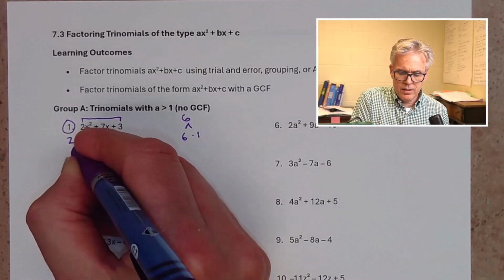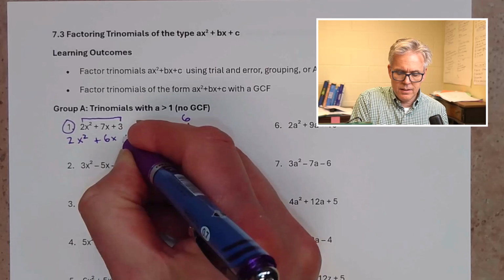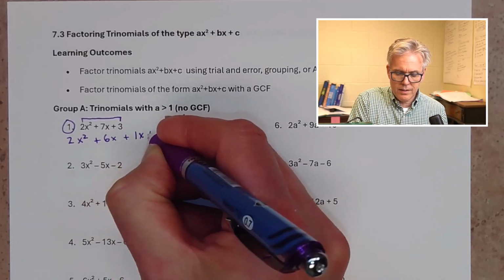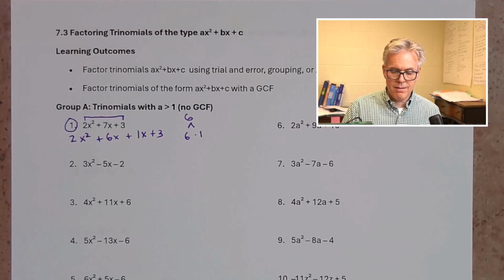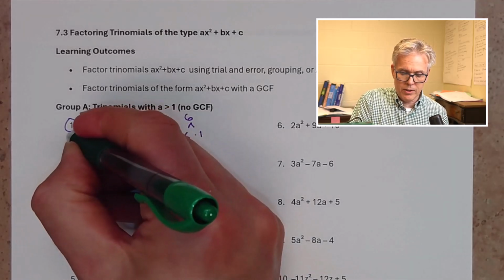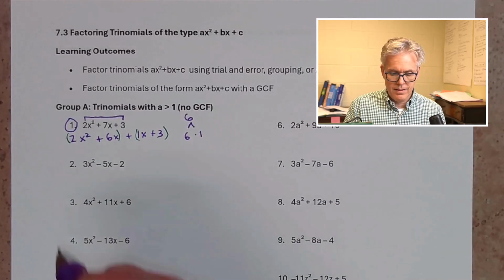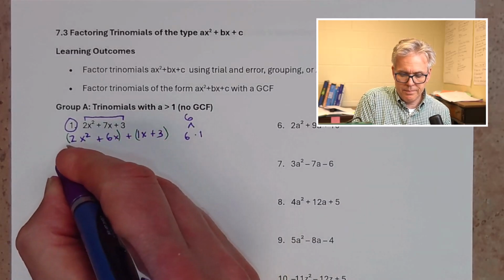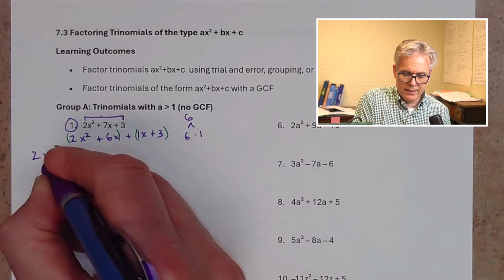How am I going to rewrite this? I'm going to say 2x squared plus 6x plus 1x plus 3. And we could have just put x there if we wanted. And now I use my factoring by grouping I've already learned about. I'll group these guys up. I'll come over this way, so 2. And I can pull out a 2x actually.